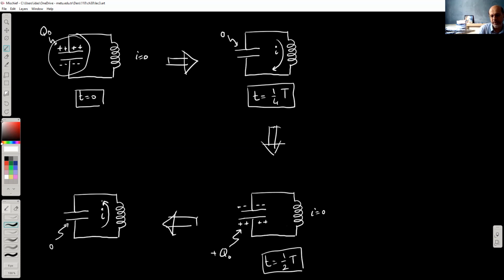Again, the same argument. This current cannot continue forever like that. So it will decrease, but in the meantime, it will charge up the capacitor. So as a result, we come back to the initial configuration again. As long as there is no dissipation, since there is no resistor, the energy will continuously go back and forth between the capacitor and the inductor.